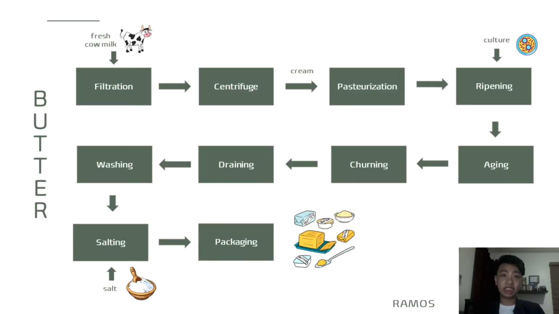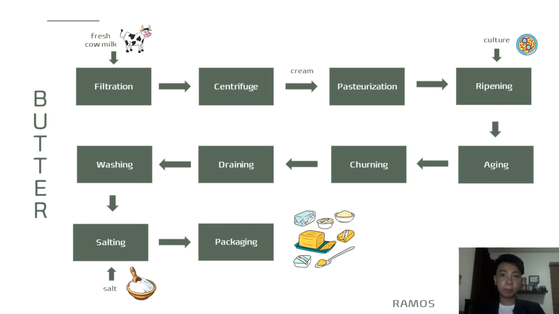Afterwards, aging is done, which usually takes from 12 to 15 hours. This is carried out in order to crystallize butterfat globules and to ensure a proper texture of butter. Next is churning, which agitates the cream similar to the motion of a clothes dryer. After this, there will be two phases, a semi-solid butter and a liquid buttermilk. Draining is performed to separate the butter from the buttermilk.